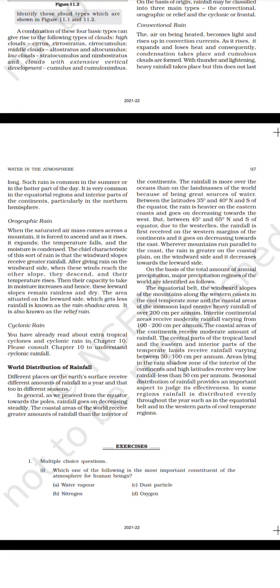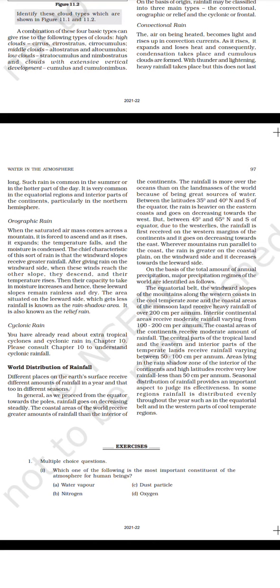On the basis of the total amount of annual precipitation, major precipitation regions of the world are identified as follows. The equatorial belt, the windward slopes of the mountains along the western coasts in the cool temperate zone, and the coastal areas of the monsoon land receive heavy rainfall of over 200 centimeters per annum. Interior continental areas receive moderate rainfall varying from 100 to 200 centimeters per annum. The coastal areas of the continents receive moderate amount of rainfall.